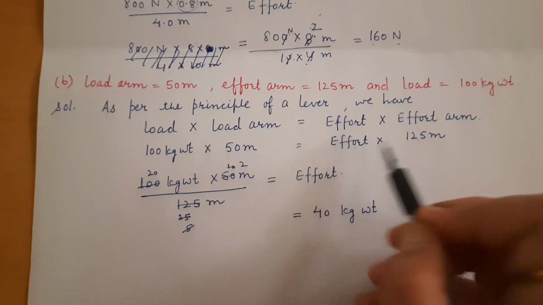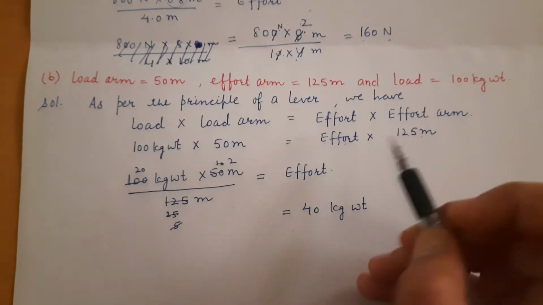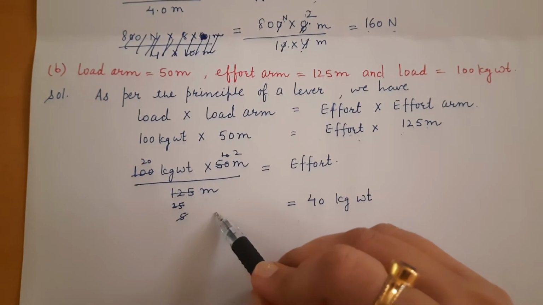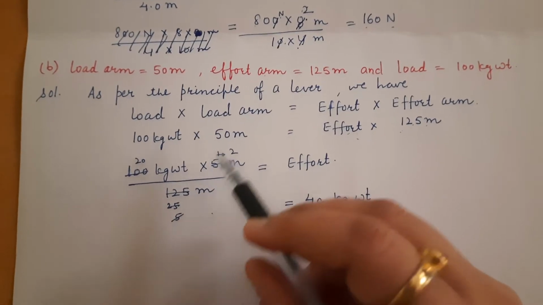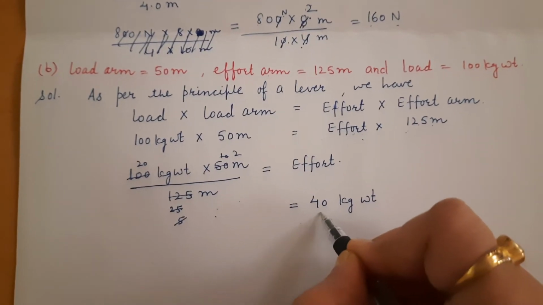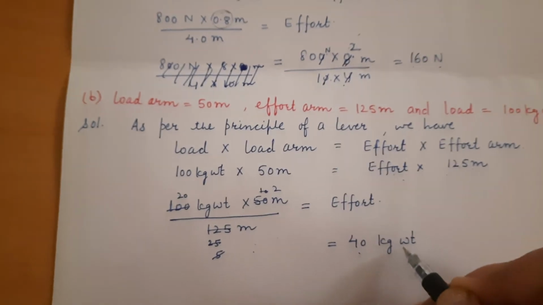And to calculate effort, we will take this value to the other side. Since it is in multiplication here, it will divide, moving towards that side. Okay. And then we will cut it in the table of 5. It will get cut, and we will get this answer, 40 kilogram weight. Okay. Now the last question is the fourth one.